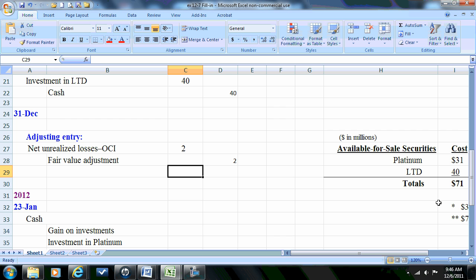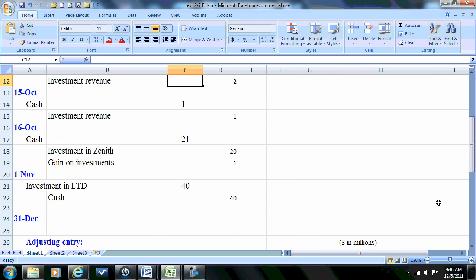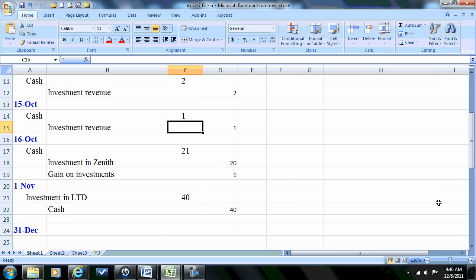If we were to do the closing entries, we would need to close out two accounts. We would need to close out this gain on investments. It has a debit balance. So as part of the closing process, we will credit income summary and we'll debit gain on investment. We also have to zero out our investment revenue account. It currently has a $3 million credit balance, so we'll debit investment revenue for $3 million and we will credit income summary.